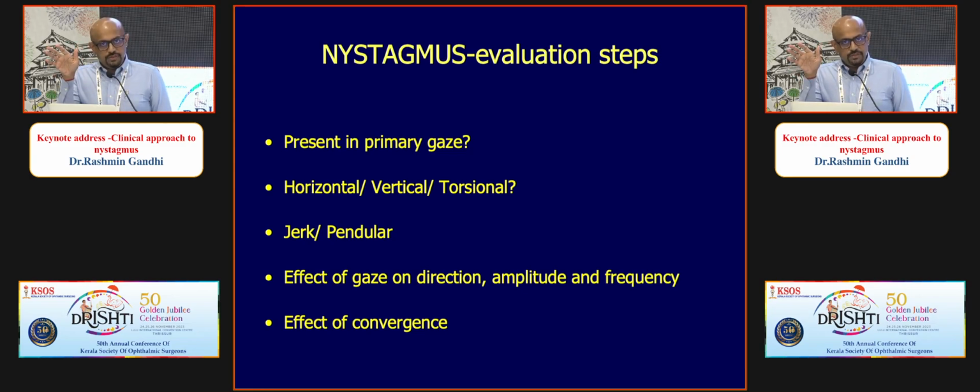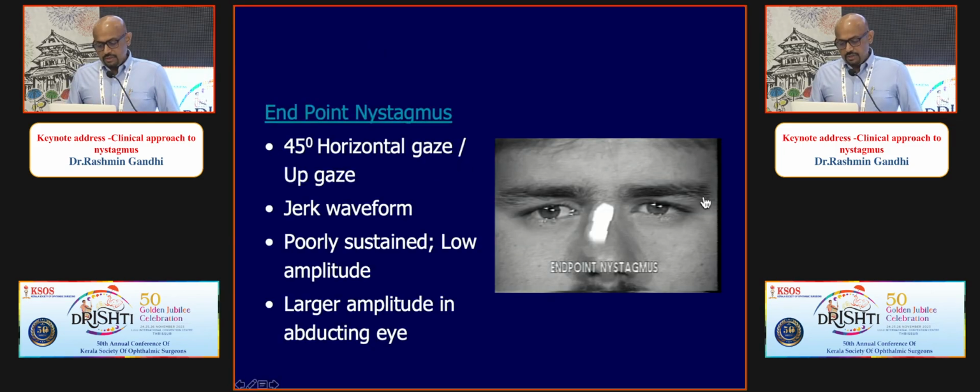If there is a fast phase to the nystagmus, that is called a jerk nystagmus. If there is no fast phase, as Dr. Elizabeth also showed, then it's called a pendular nystagmus. And the last point, which is very important, is to see what happens to nystagmus when you ask the patient to look to the right, left, up and down. I would suggest that we have this particular step done in all patients with nystagmus, and I'll show you why that is important. So now this is a first primary gaze.